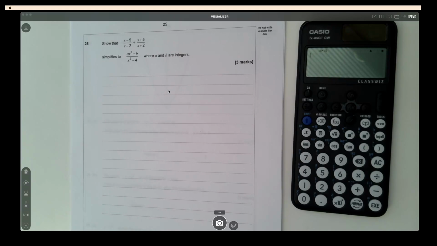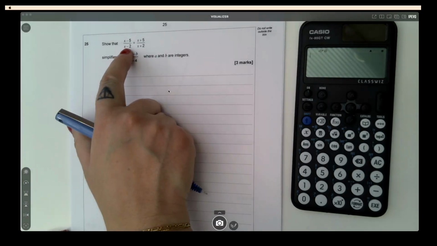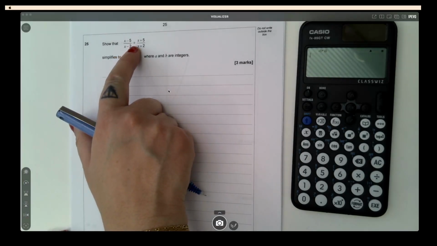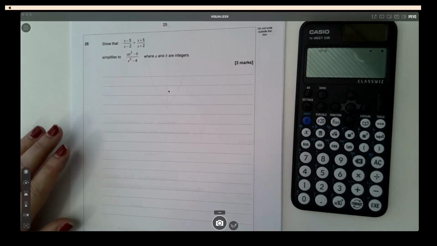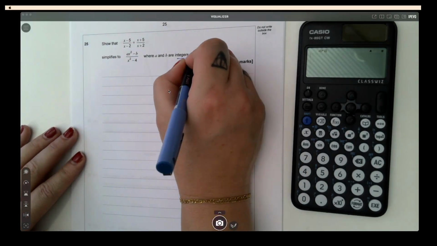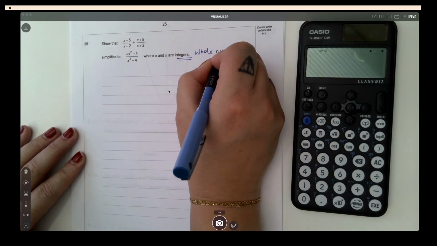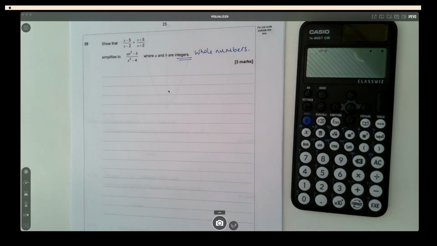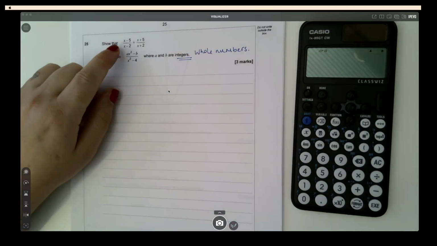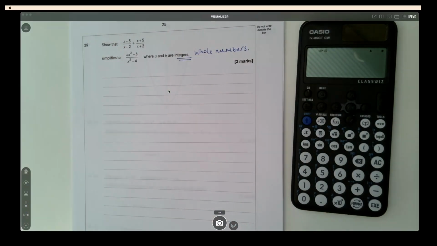Question 25. Show that adding this algebraic fraction can simplify into that form where a and b are integers, and integers means whole numbers. So we're not wanting any messy decimals or anything like that. We want them to have whole numbers where the a and the b are.